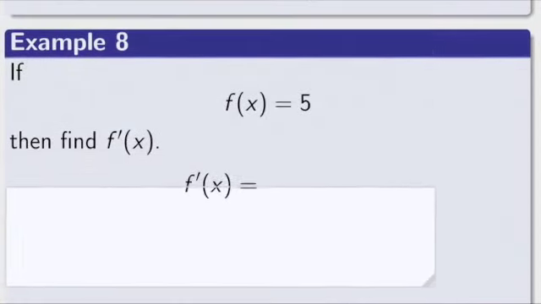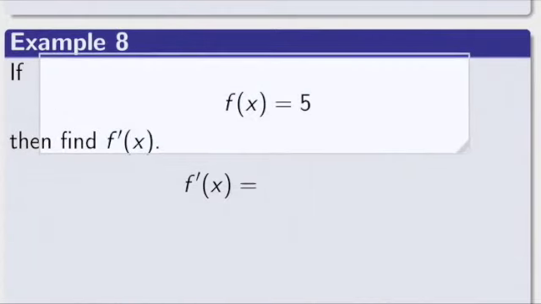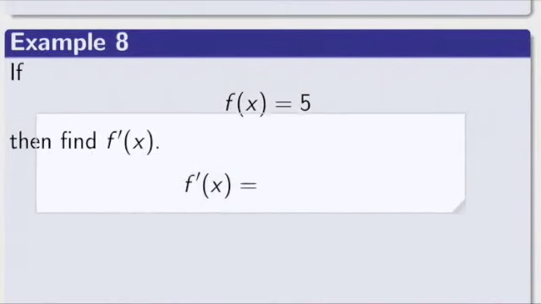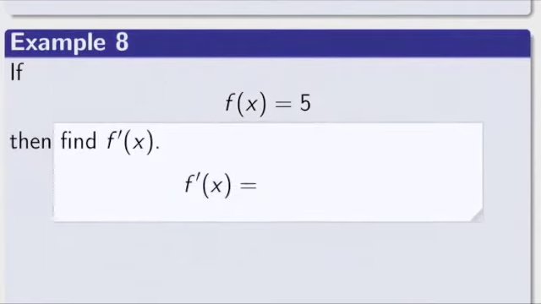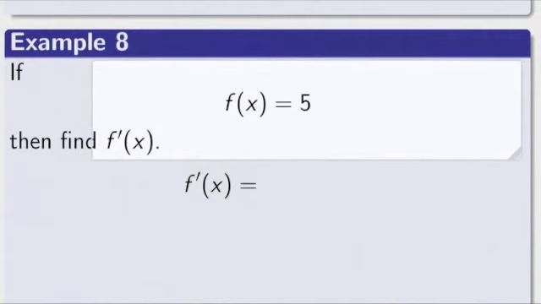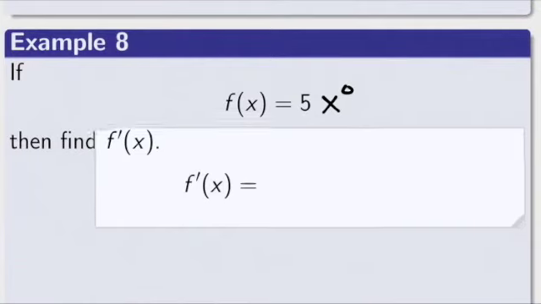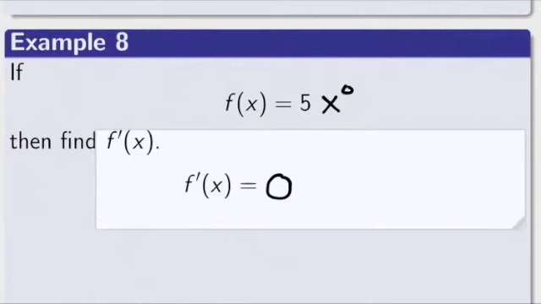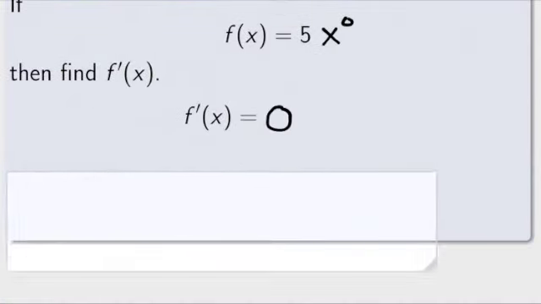Example 8, if f(x) is a constant, so f(x) is 5, then find f dash x. Now derivative of a constant is 0. We could also understand why a derivative of a constant is 0, because 5 can be written as 5 times x raised to the power 0, because x raised to the power 0 is in fact 1. Now if we differentiate f(x) with respect to x, you drop the index 0 to the front, which gets multiplied by 5 to get the answer 0.